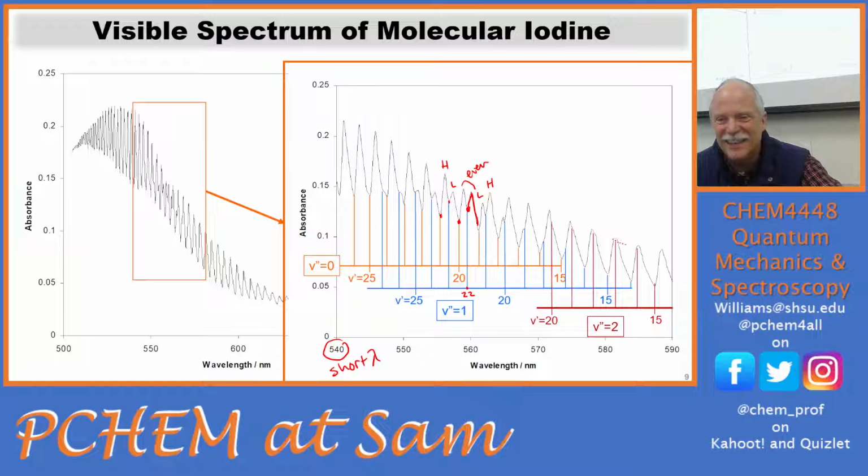This area here is the most difficult, because I can see that this goes up, and then it tapers off, and then another one starts. Then it comes down, and then it goes up, and there's kind of a shoulder there. So I would probably pick that spot right there. And then there's this change in slope right there. That's the weakest peak, but that's the first one of this V double prime equals 2 series.